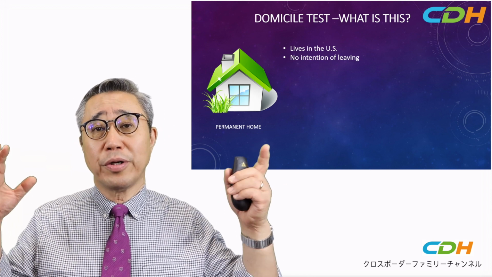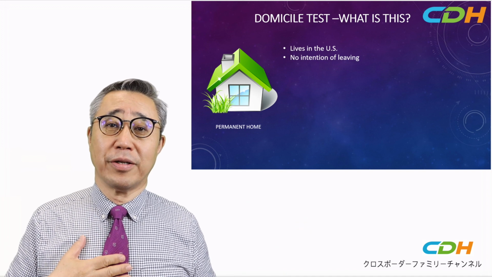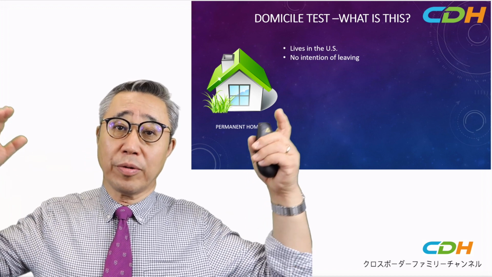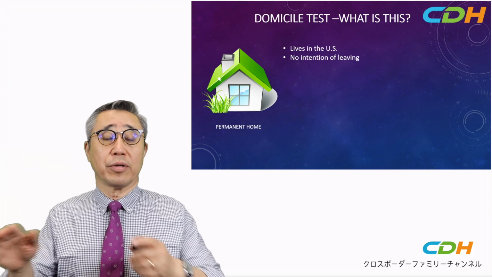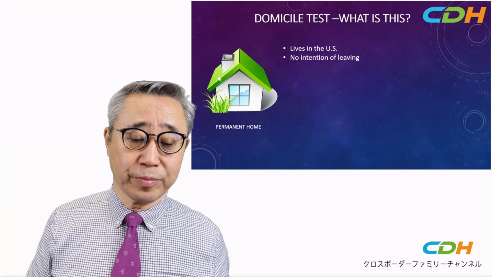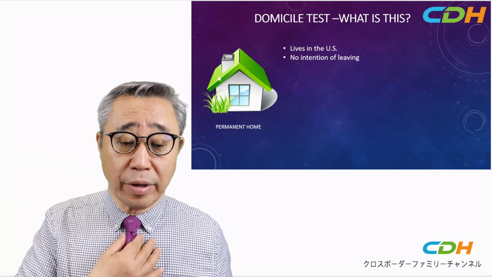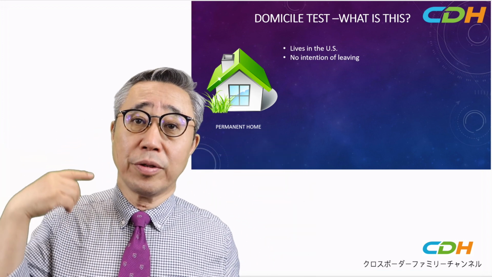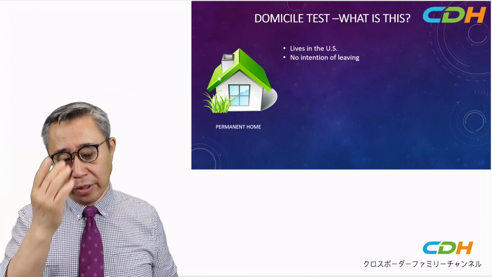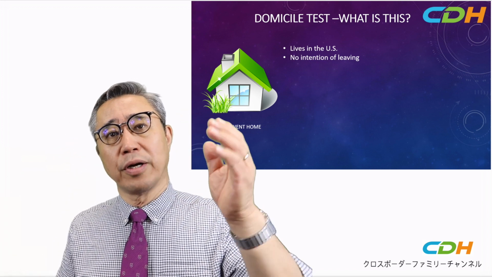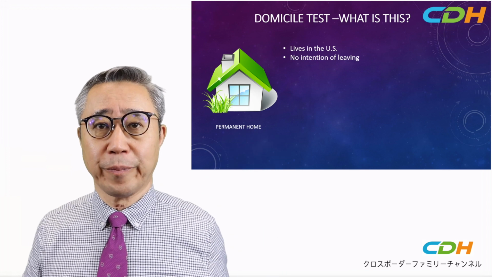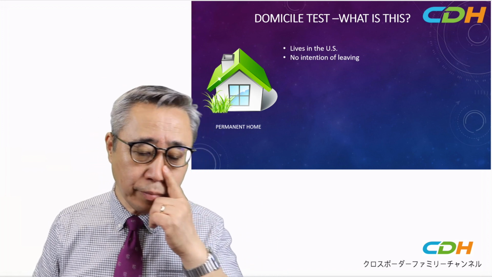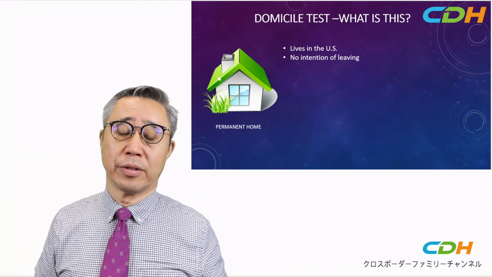Because you become a U.S. citizen, it's a big commitment. And the government thinks that, okay, if you become a citizen, you are domiciled. Wherever you are, you are domiciled. But green card holders, right? You apply for a green card because you tell the government that I am going to live in the United States permanently, and that is why it's called permanent residency. So I don't have any intention of leaving.